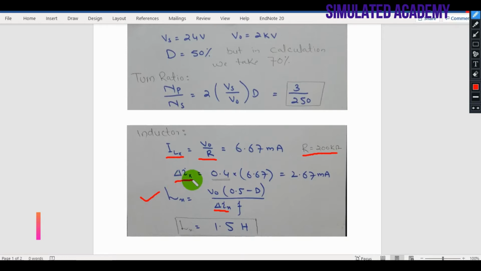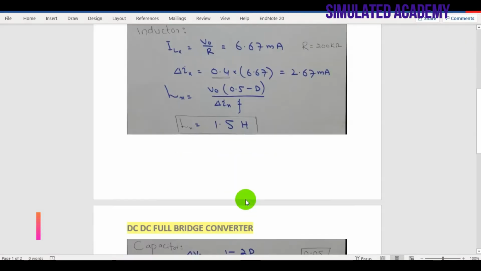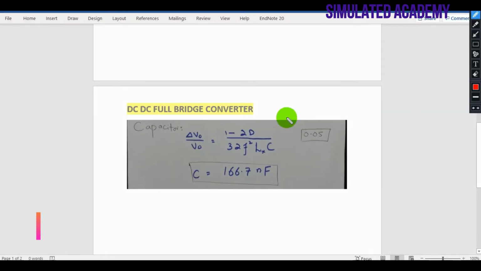Now for the change in current, to overcome the ripple in current, I assume 40%. So 0.4 times this current comes out to be 2.67 milliampere. The inductance value can be calculated by using this formula, where V naught is equal to 2 kilovolt and D is equal to 0.7. I am assuming a switching frequency of 100 kilohertz. So your inductor value comes out to be 1.5 henry.